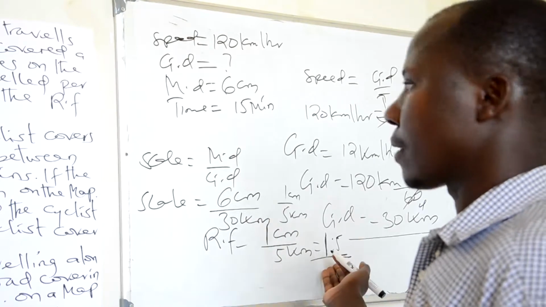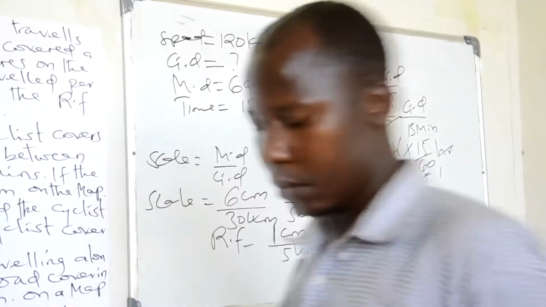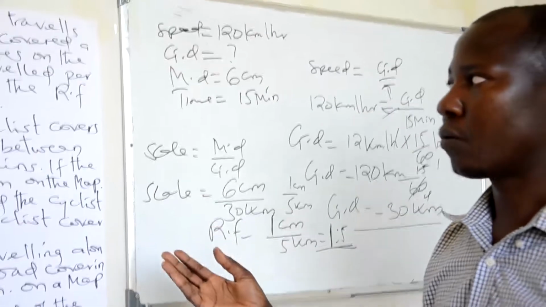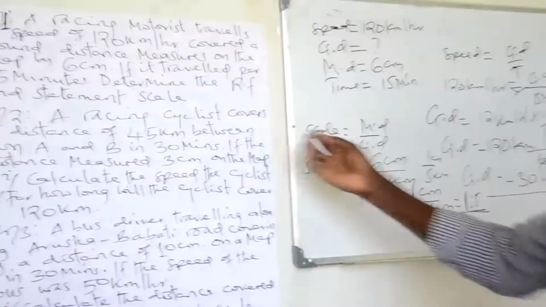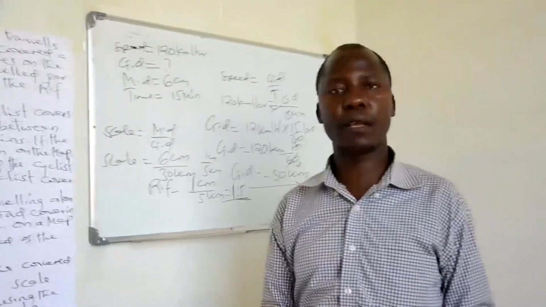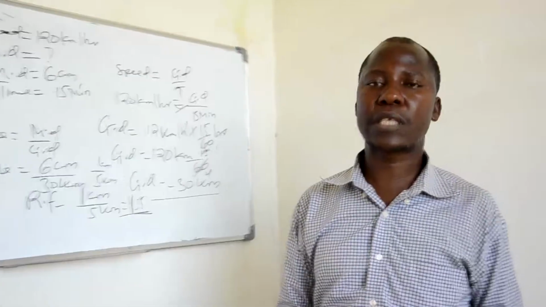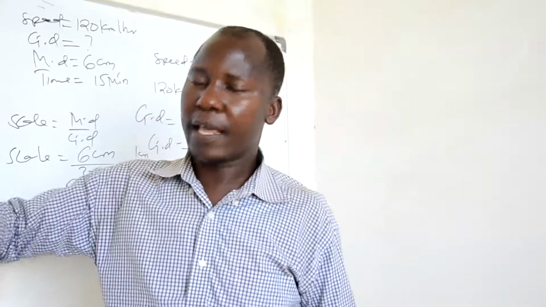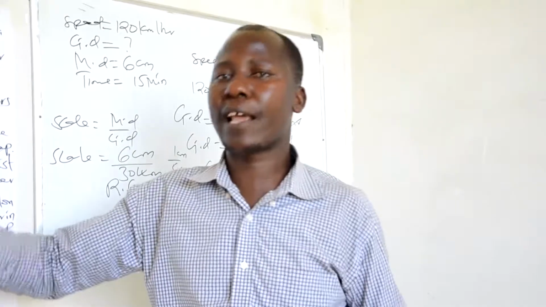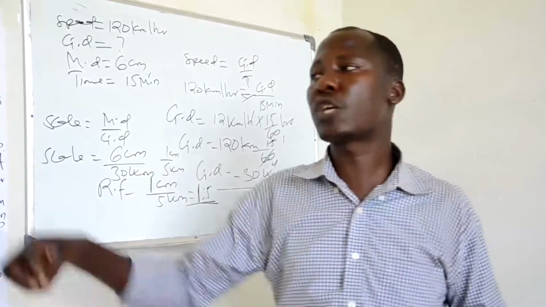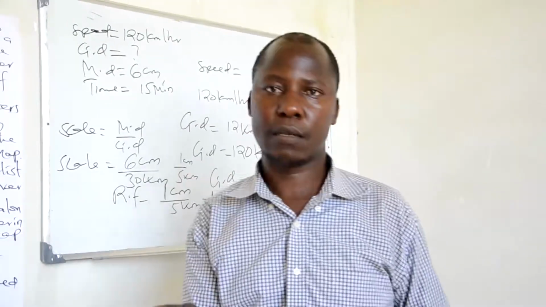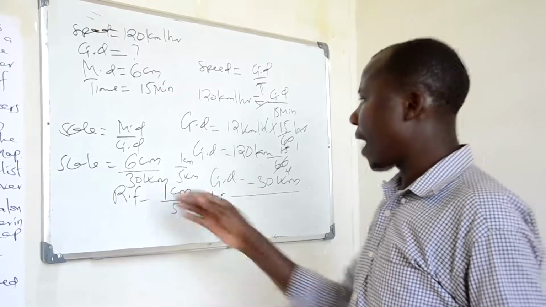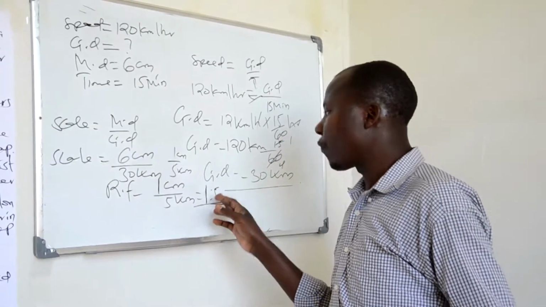And the statement scale, this is the scale according to expression. We have RF, linear, and statement. Wherever we talk about statement scale, it is to change the number from fraction or from RF into the statement. But this is in terms of number, and we have to put it in terms of words. Because the RF is 1 to 5, or 1 centimeter to 5 kilometers.